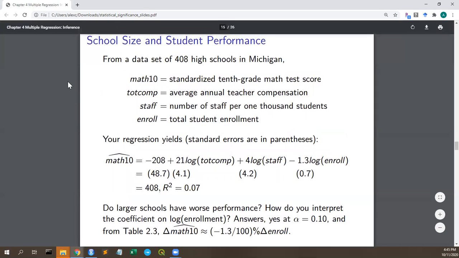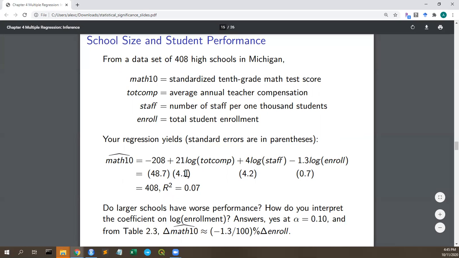Here's another example of school size and student performance. So math10 is going to be the standardized 10th grade math test score. Totcomp is going to be the average annual teacher compensation, then the number of staff per 1,000 students, and then the total student enrollment. So the regression is going to yield this right here, and we have our standard errors in parentheses. So for example, for the log of total comp, the coefficient is going to be 21, but the standard error is going to be 4.1.